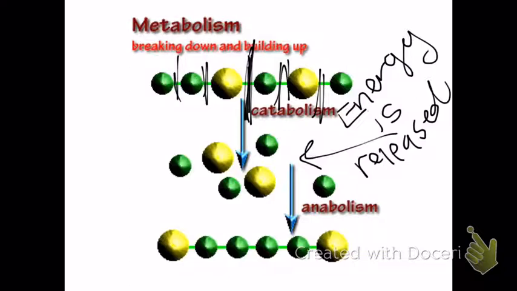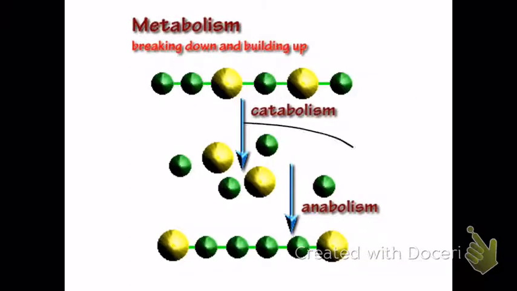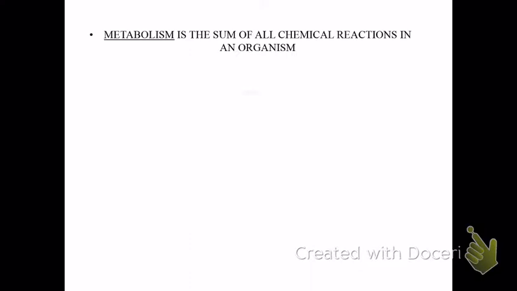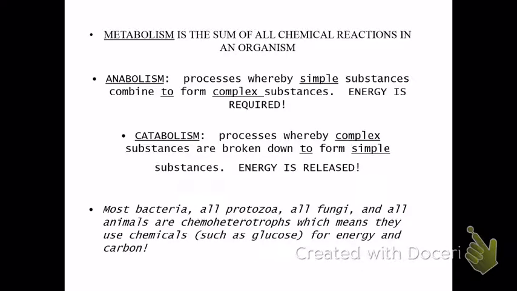Anabolism is where we take all these little pieces and put them back together. That's the buildup, taking small particles and building larger particles, polymers. That requires energy. To build a segment of DNA is very energy consuming. So that's what this slide tells you. Metabolism is the sum of the chemical reactions. In anabolism, simple substances combine to form complex substances, which requires energy. Catabolism is where it's broken down, and energy is released.